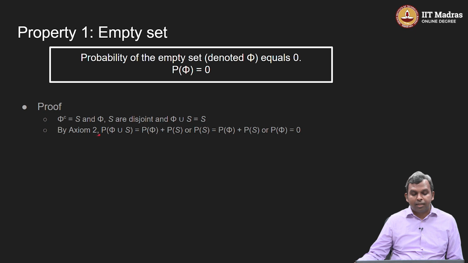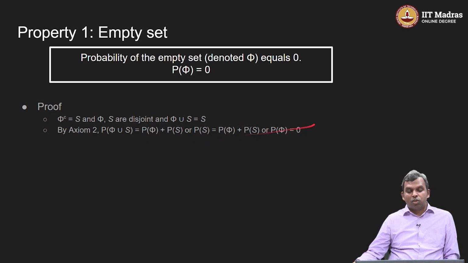What does axiom 2 tell us? Probability of phi union S is probability of phi plus probability of S, right. So, these are disjoint. So, what is phi union S? That is S itself. So, probability of S is probability of phi plus probability of S. So, that tells you probability of phi equals 0. Okay. So, notice how the axiom was used, and I did not appeal to any intuition or something. I used the axiom and then just algebraically proved the result for you.